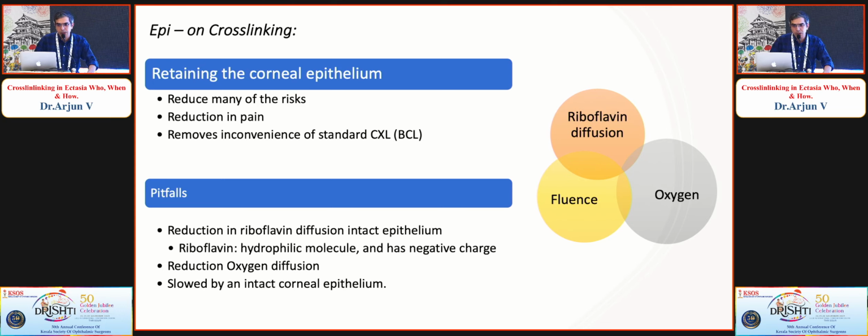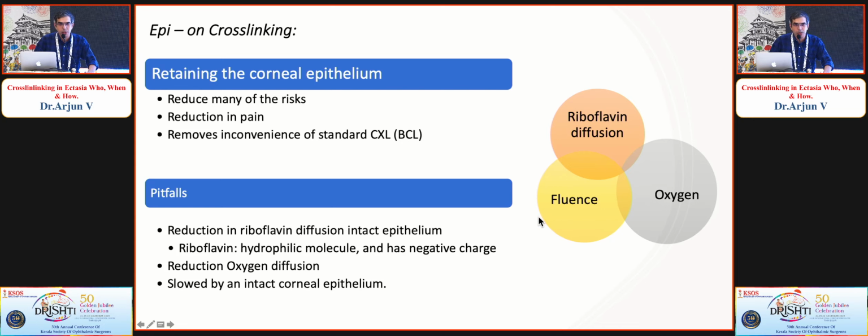Moving on to the epi-on cross-linking. The problem with epi-off is that you have to remove the epithelium, which is a risk for infection and is a pain for the patient. It's an inconvenience to come back for the BCL removal. So that is one advantage of going epi-on. But any time you try to change the standard protocol, all these three factors get influenced again.